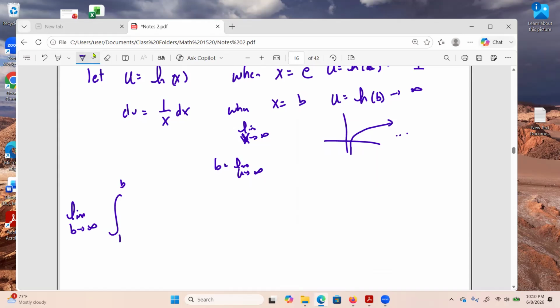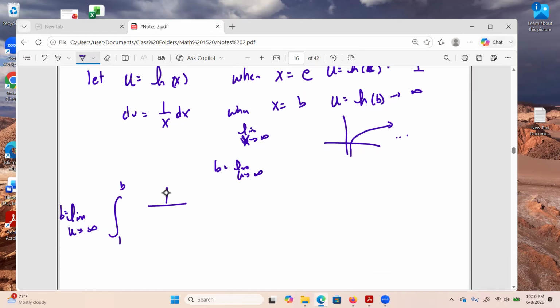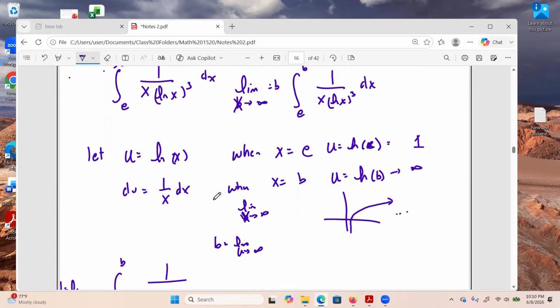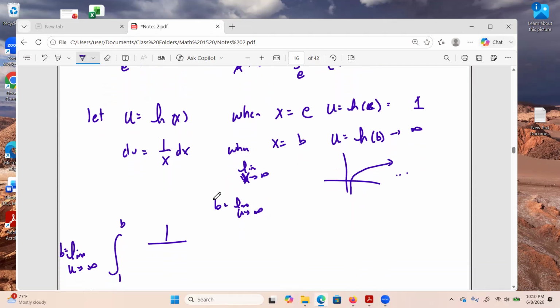Now we have 1 over the natural log. I'm going to replace that natural log, because that natural log is really u. So this is 1 over u cubed. And then we have a 1 over x dx here. This whole piece is my du.